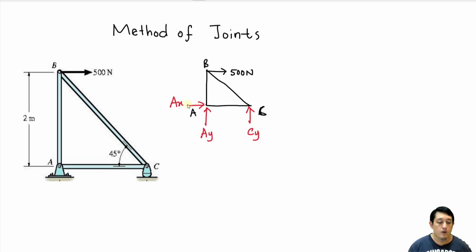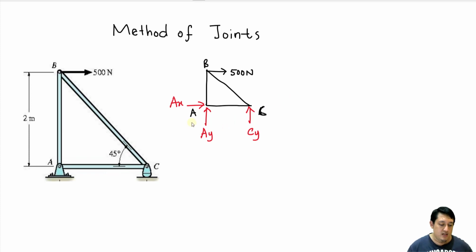Before we can start to calculate the method of joints, it is best for us to find the values of these reaction forces first. How do we do it? Now we have the distance of 2 meters and the angle of 45 degrees. Because it is in equilibrium, the total of forces equals 0 and the total of moments also equals 0, so we can use that to calculate AX, AY and also CY.